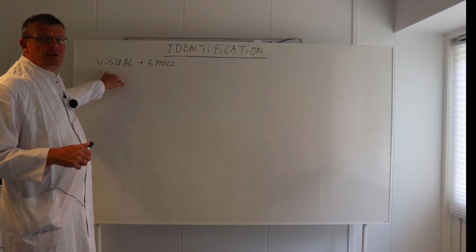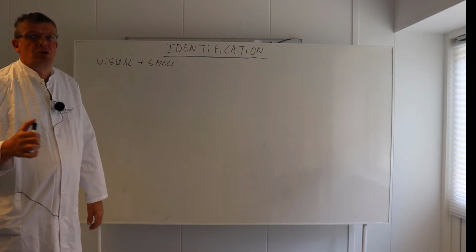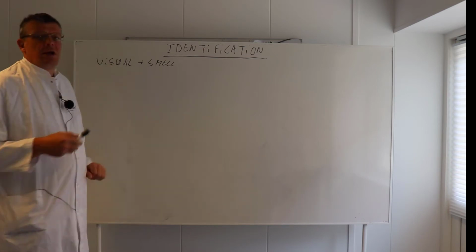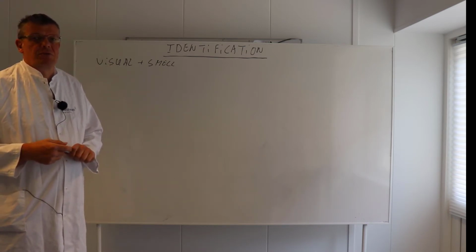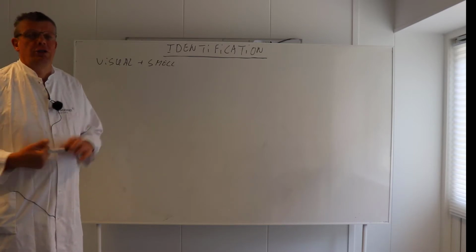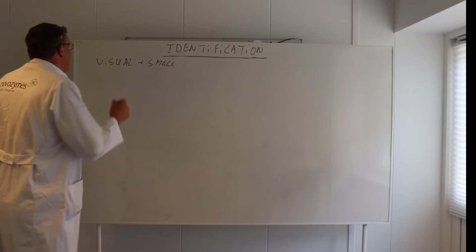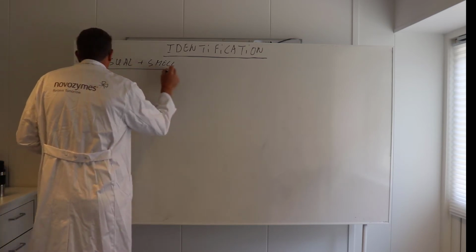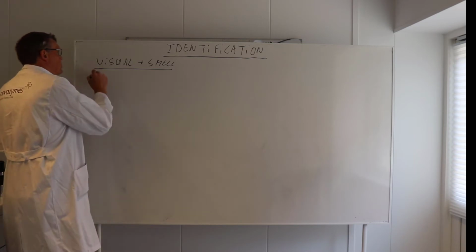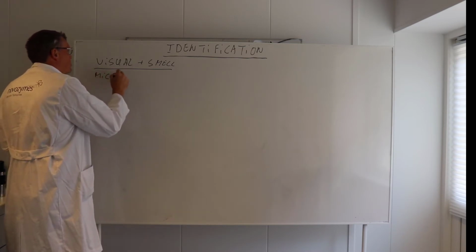For the visual inspection, in the book and in the exercise manual, there are some descriptions on how to see what a bacteria or the colony looks like. So that's the first part. The second part is to use a microscope.